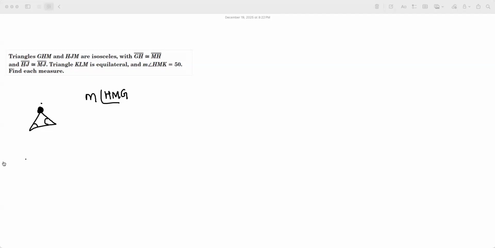So are we supposed to find all the measures of triangle HMK? I just want the measure of HMG. Oh, okay. You see? Not a hard one though. Oh, this is a good one actually.